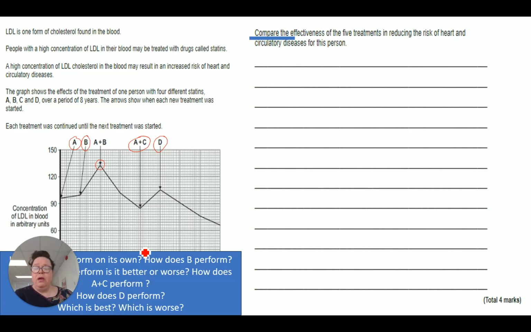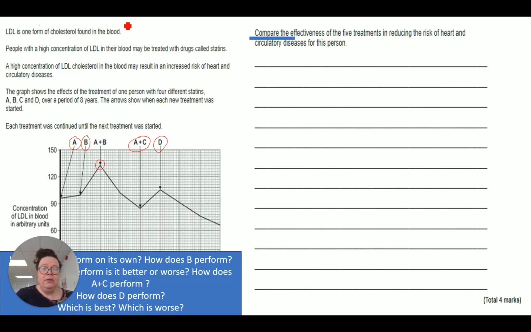Okay, so our question is, our command word here is compare the effectiveness of the 5 treatments in reducing the risk of heart and circulatory diseases for this person. So it's 4 marks actually, this one, not 6, apologies. So if you look at that graph, you're going to be looking for which drug, when it was given, actually then reduced the cholesterol. So let's just take an example of D.